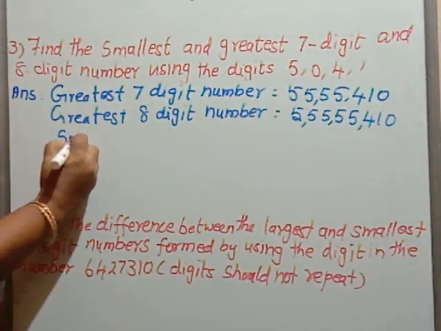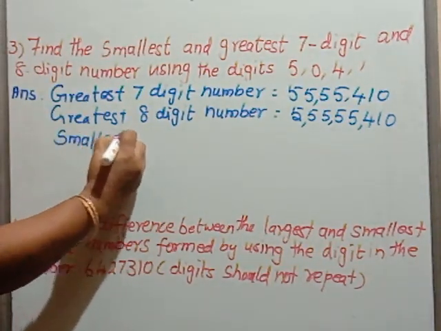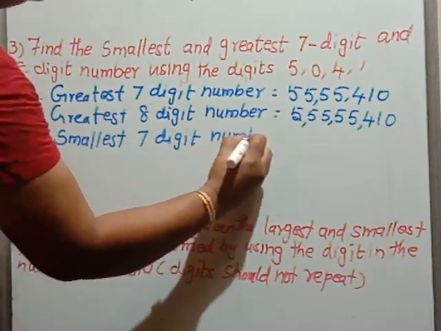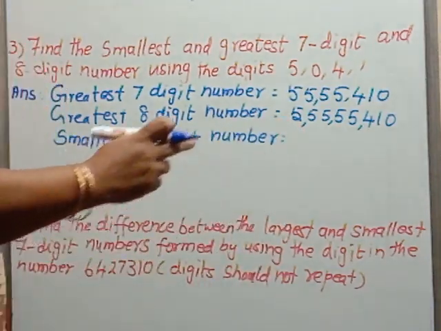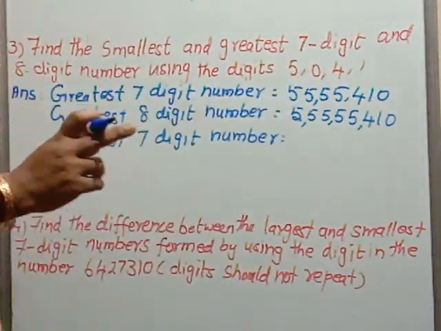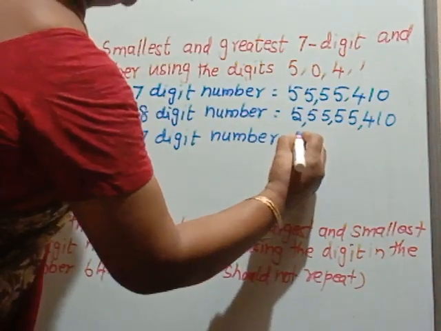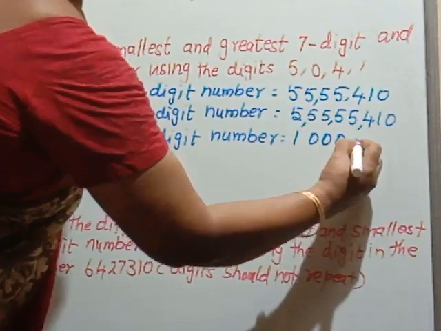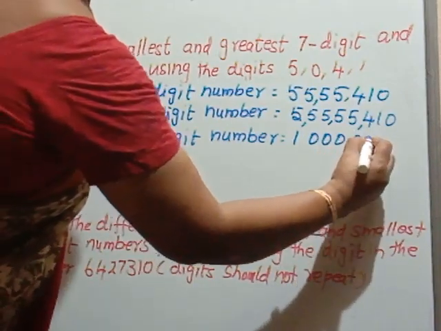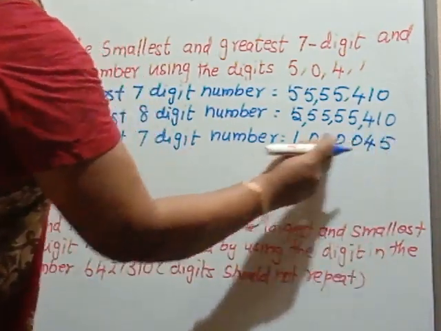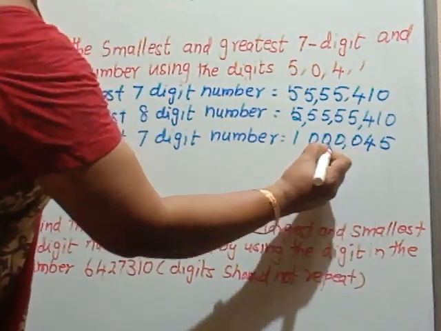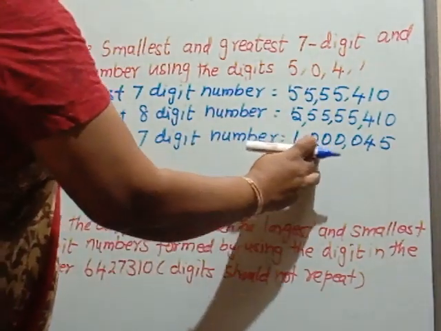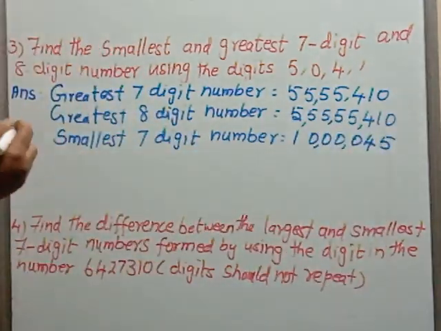Now, we'll move to find out smallest 7-digit number. Which is the smallest digit here? 0. But we should not take 0 first. So, we have to take 1, 0, 0, 0. 4 digits over. 5th digit 0. Then 4, 5. Are you got 7 digits? Ones, tens, 100, 1000, 10,000, lakh, 10 lakh. So, smallest 7-digit number is 10 lakhs 45.